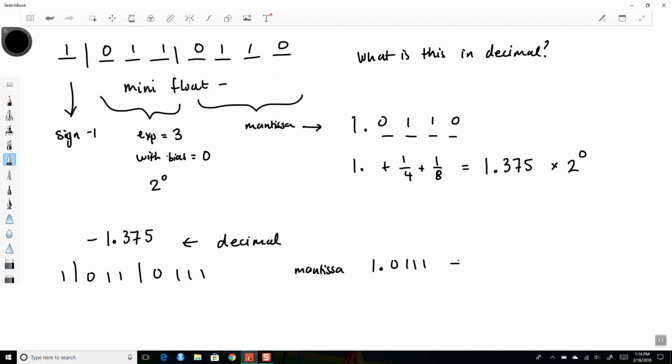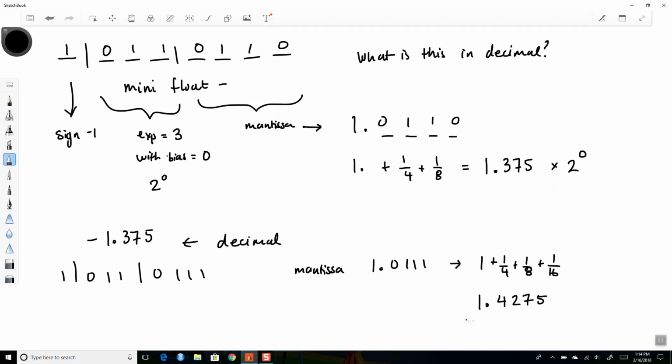1.0111, and that would be 1 plus 1/4 plus 1/8 plus 1/16. What is that? Oh, 1/16 is 0.0625, so what is it? Okay, so it would have 1.4275, is that right? Okay, so that would be the next biggest number that I can represent.